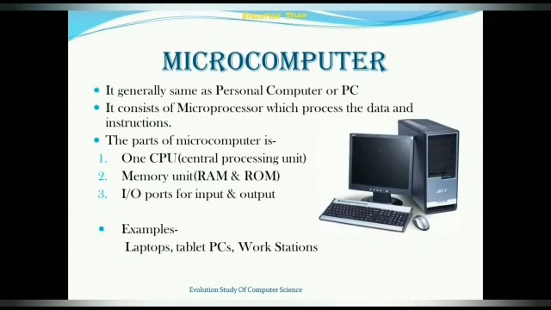Now what are microcomputers? It generally is the same as the personal computer or the PC. It consists of a microprocessor which processes the data and instructions. The parts of the microcomputer include the central processing unit, 2 memory units, RAM and ROM, and I/O, the ports for the input and output. Examples: laptops, tablets, PCs, workstations, etc.